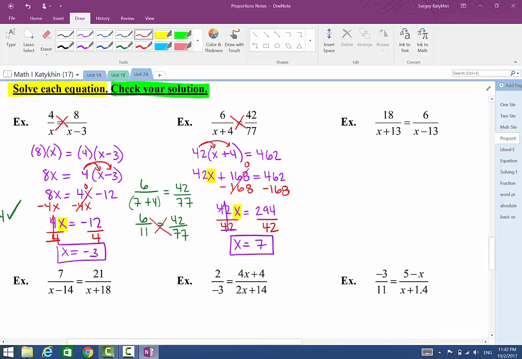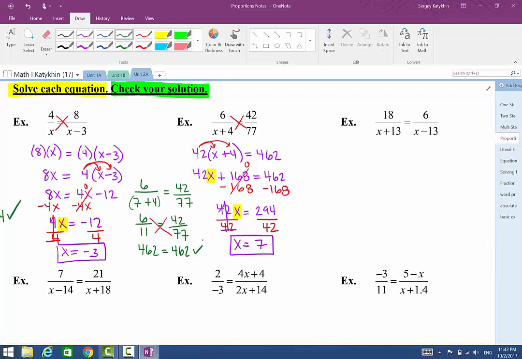Cross multiply the two values here. We get, well, we already did 6 times 77. We knew that was 462. Now the question is, is 42 times 11 also 462? And it is. So we do get the same value for both.